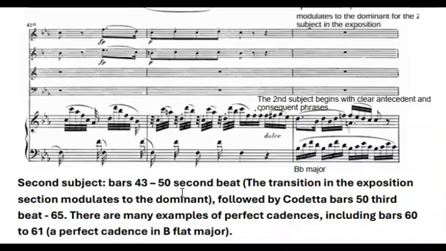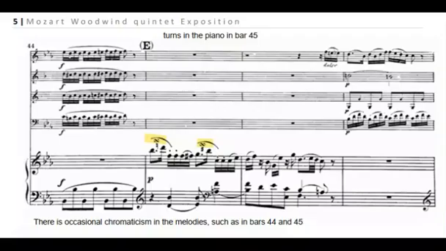And there are many examples of perfect cadences, and I want you to go to bars 60 and 61 to see that perfect cadence in B flat major. In classical music, the music is mostly diatonic, but if you look at this example in bars 44 and 45, you see chromatic notes, notes that do not belong to the key. So you see that E natural, I see the F sharp, and that's definitely not part of B flat. And there I see a turn in the music in bar 45, so a nice ornamentation.